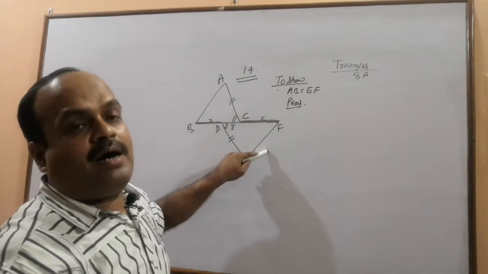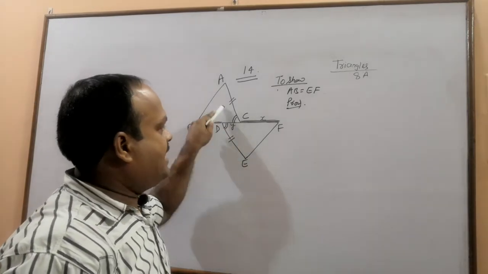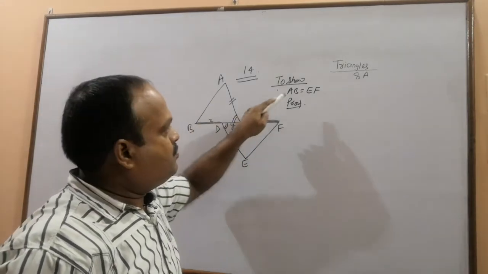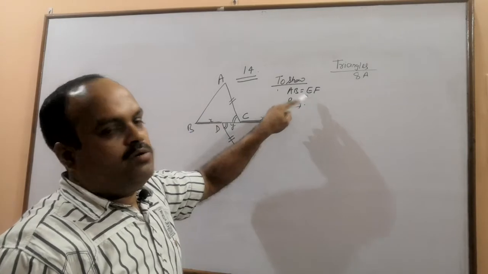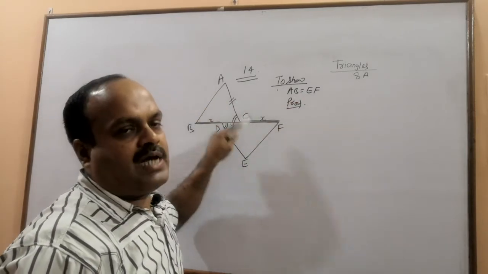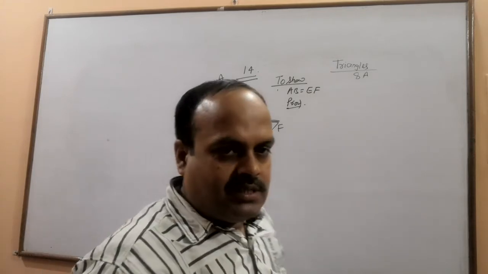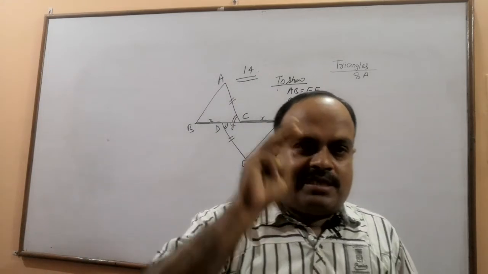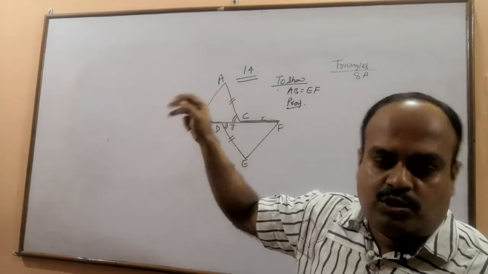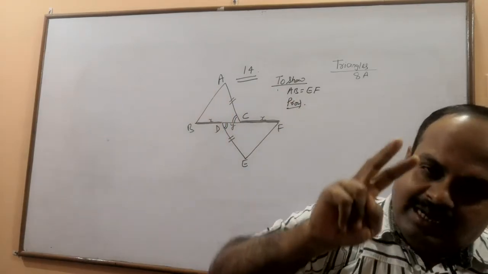AB and EF are the sides of these two triangles. So to prove this, we will have to prove these two triangles congruent. To prove these two triangles congruent, we will have to get 3 parts of one equal to the 3 parts of the other.